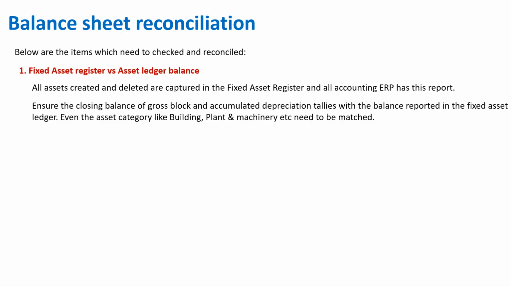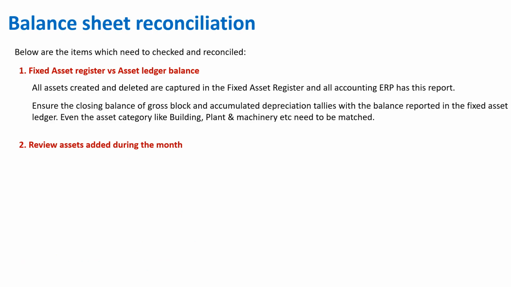Even the asset category like building, plant and machinery, etc., needs to be matched because you may have different GLs for building, different GL for plant and machinery. Similarly, in the fixed asset register, you can filter out what is building, what is plant and machinery, and see at that sub asset level whether the amounts are tallying from the FAR to the asset ledger. This is very important. Otherwise, it will be difficult for you to justify why there is a difference between the fixed asset register and ledger. Could be a situation that somebody has posted a direct entry to that ledger recon account. We don't know, so you have to verify that.